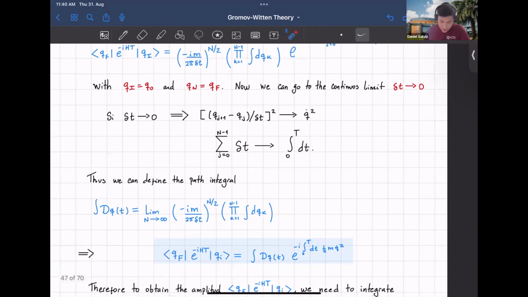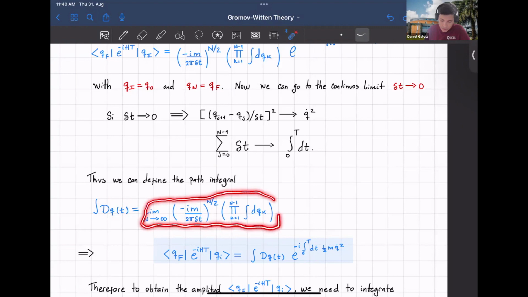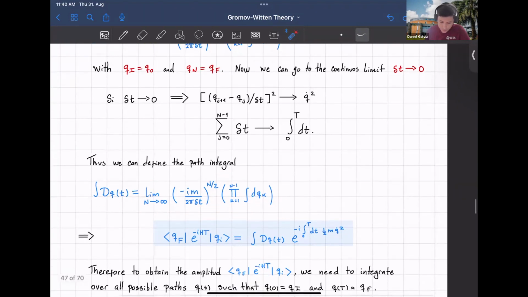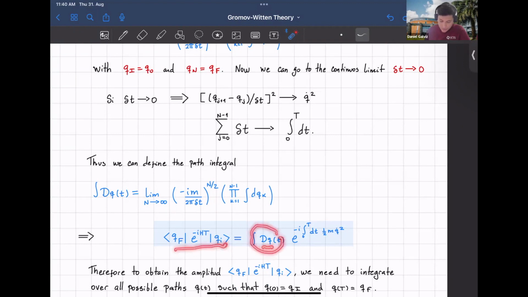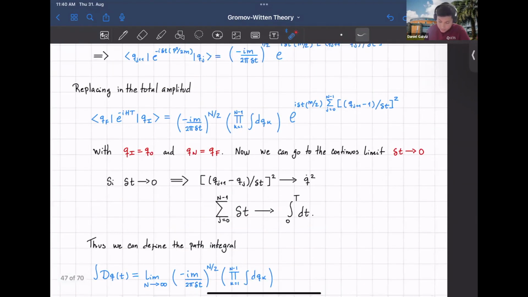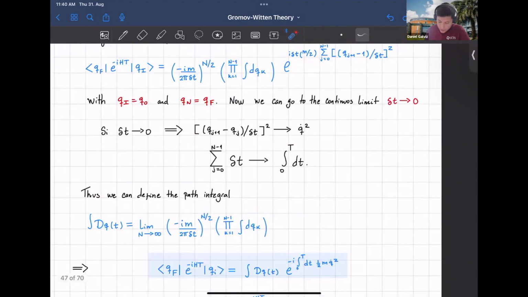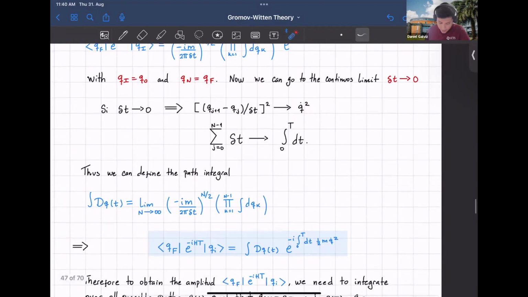So then we can define the path integral. You are going to define over what you want to integrate, and then you take just this as our integration. And then you say that the whole amplitude will be given by this integration that we just defined, integrating over the exponential of, here is 1/2 m of q dot squared, from this change to the continuum limit.